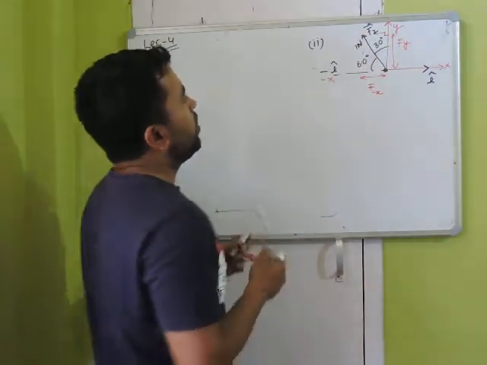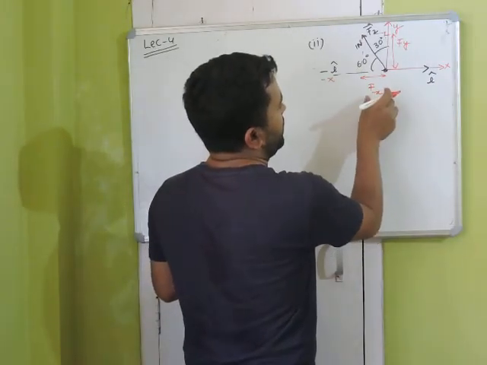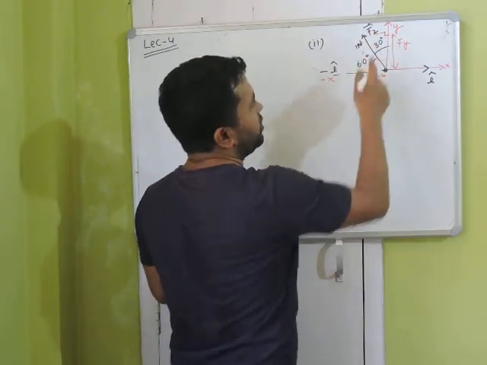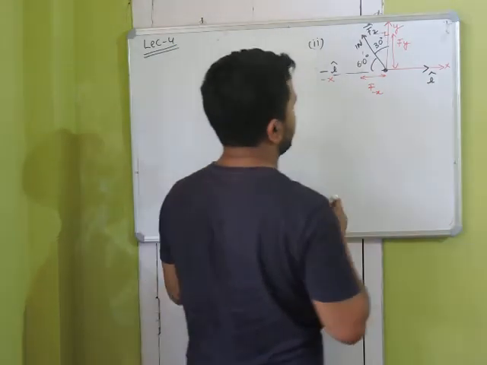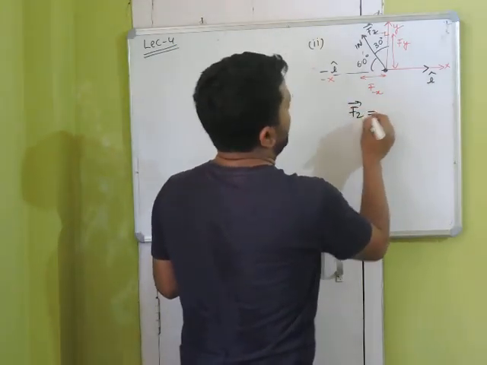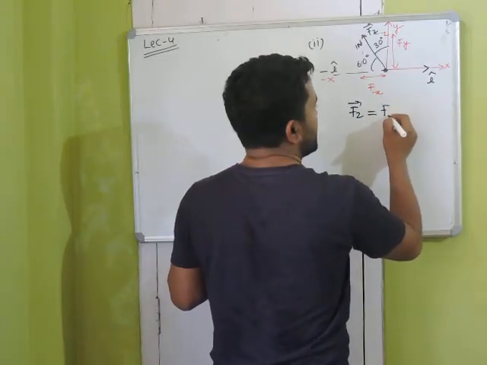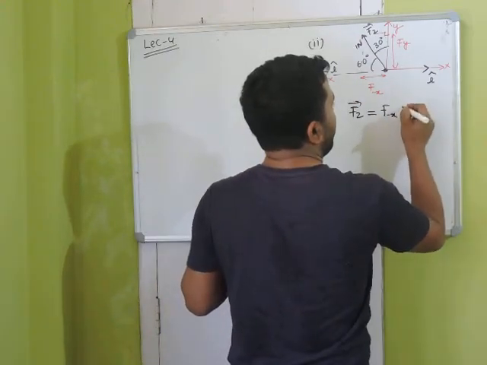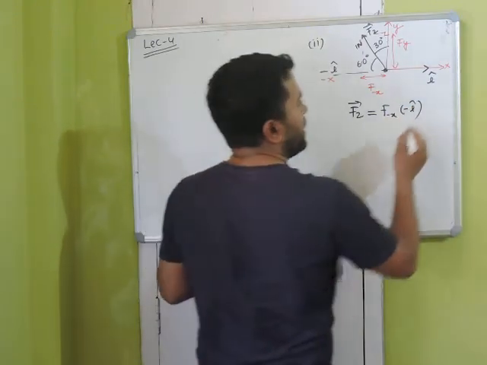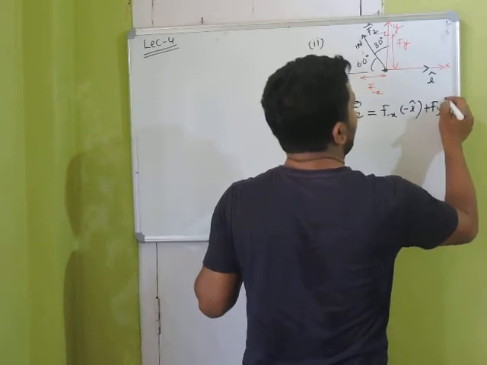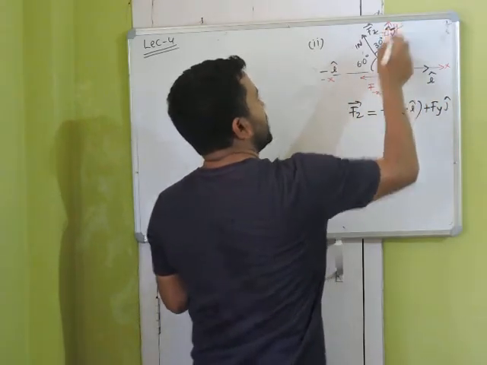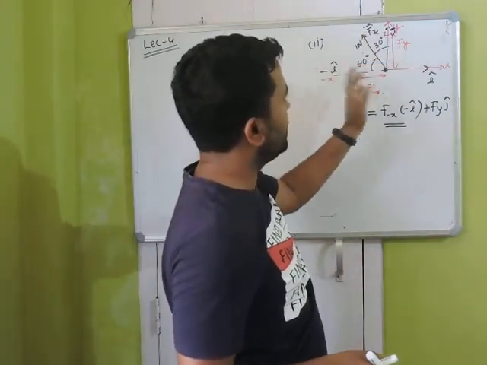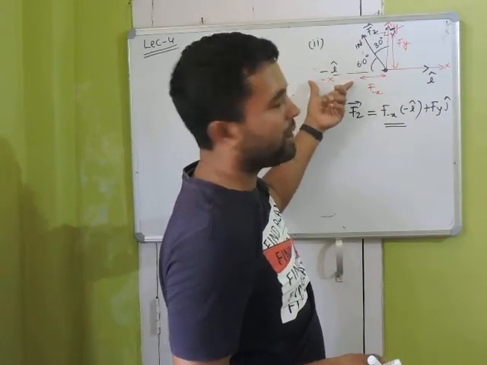Now what is its minus x component? So this is 1 Newton, making this much angle. I can write this F2 as F subscript minus x, which is acting along minus i cap, plus Fy, which is acting along j cap. The key point here is that I am resolving the force along x and y. Since this is along minus x, I can write it like this.